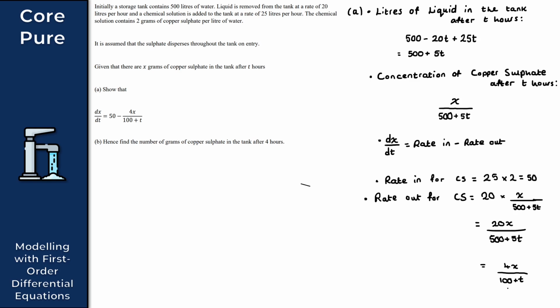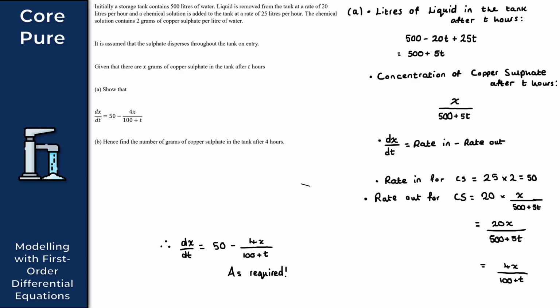Okay. So altogether, we're pretty much done with part A. For dx by dt, as we've already mentioned, this is just the rate in minus the rate out. The rate in here is 50, minus the rate out, which is 4x over 100 plus t. So I get 50 minus 4x all over 100 plus t, like so. And as you can see, exactly as required. And there we have it. That gives us the solution to part A.